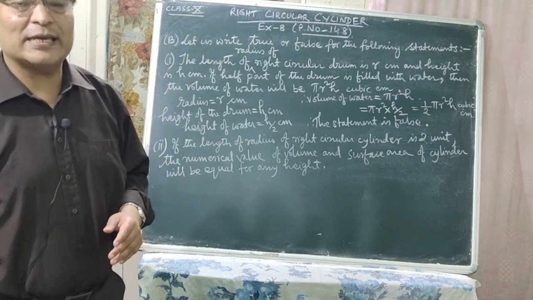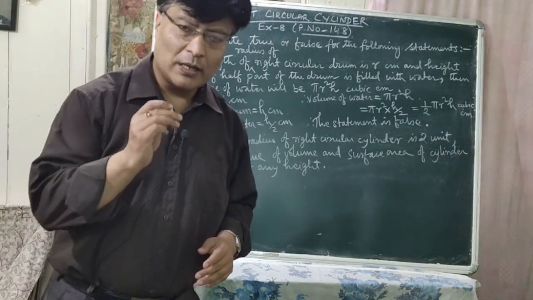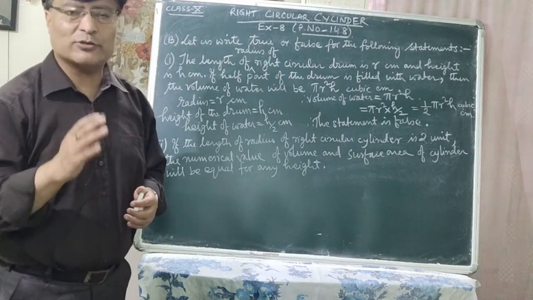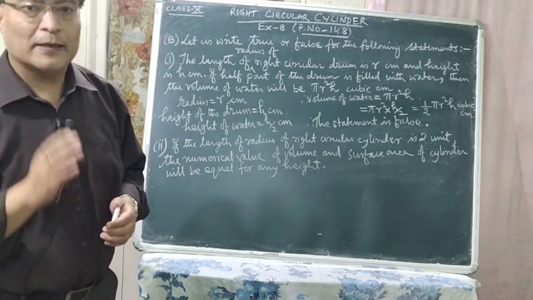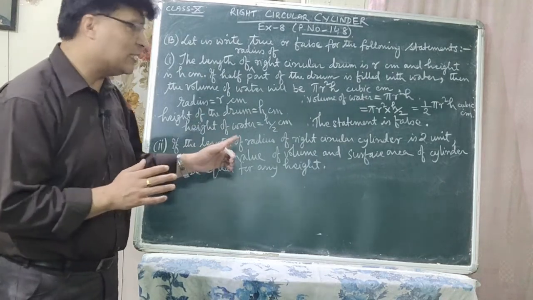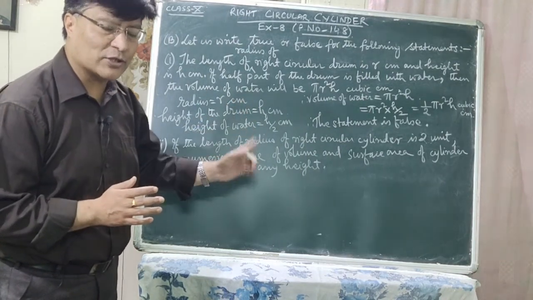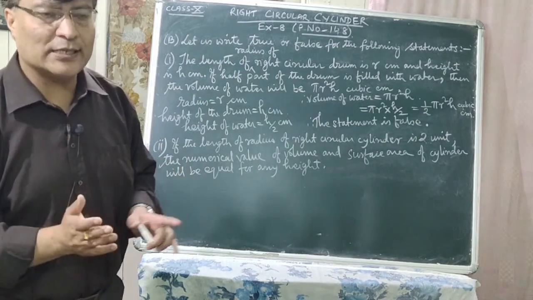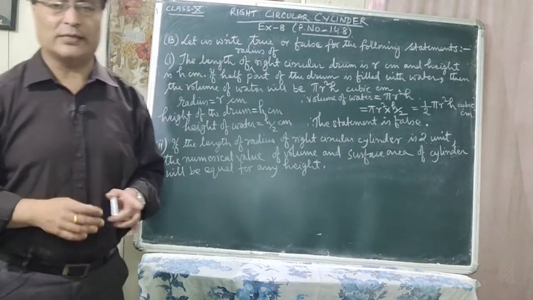So here is a question. If the radius of the right circular cylinder is 2 unit, then the volume of the cylinder and the surface area of the cylinder are equal for any height. So is the statement true or false? You have to check it.